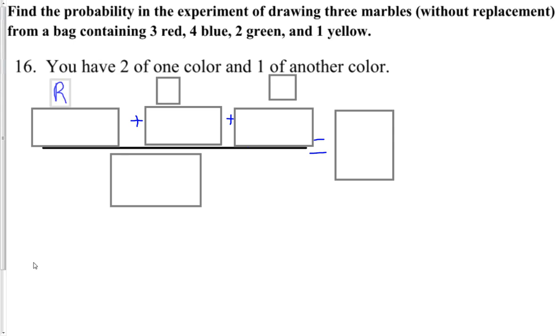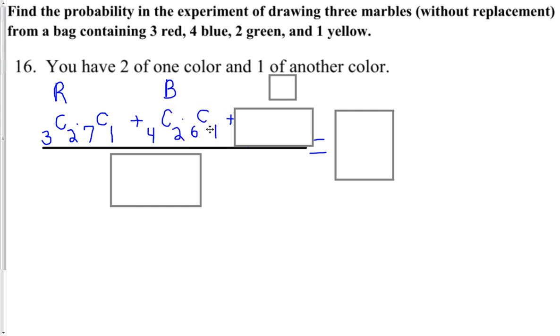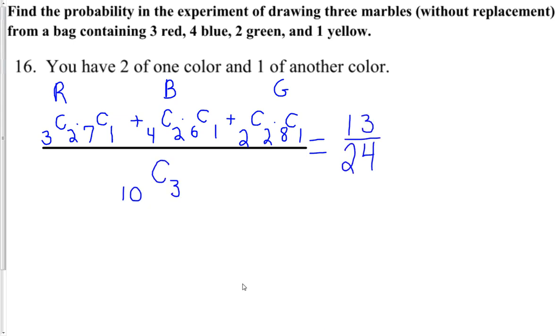So the probability for the red would be 3 choose 2 of the red, and then there's 7 left over, or 10 minus 3, that we're choosing 1 of. And that would cover all the ways we could have 2 reds, 1 of another. Same thing with blue, 4 choose 2 times 6 choose 1. Why did that number change? Well, we had 4 blues. We don't want to put the 2 extra blues back in the mix. So we're doing 4 choose 2, 10 minus 4 is 6, choose 1. And last one, same thing with green. We get all the green ones and then 8 other options, for a total of 13/24 as the answer.